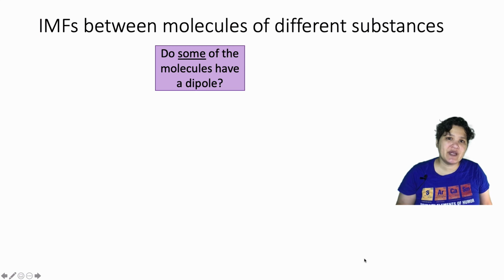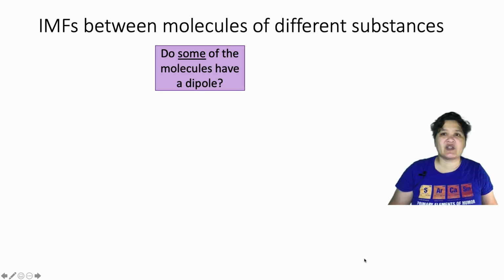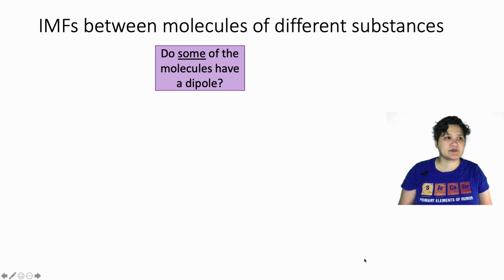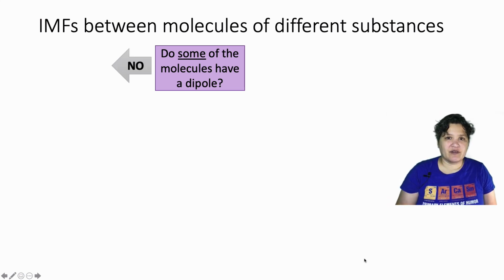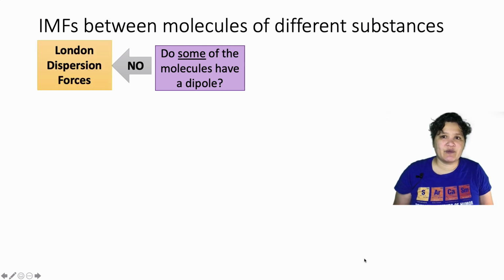Now, what if you have a mixture of molecules of different sorts? In that case, we're going to need to use a different flow chart. Again, we're going to start with a similar question to what we were doing before. Do some of the molecules have a dipole? If the answer to that question is no, if none of the molecules have a dipole, there's only one thing that can be holding them together, and that is London dispersion forces.